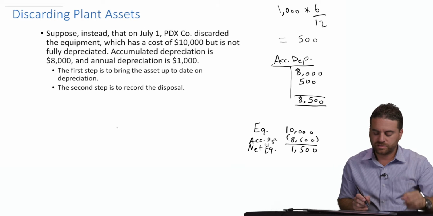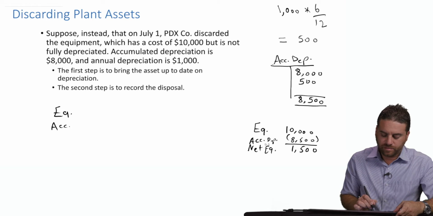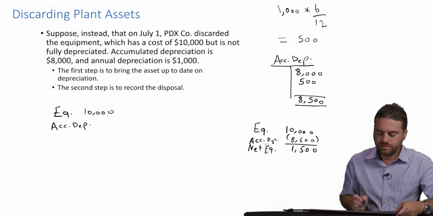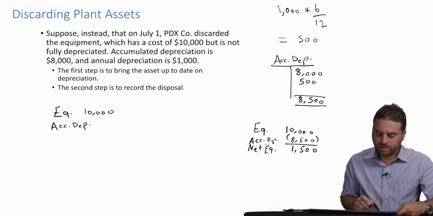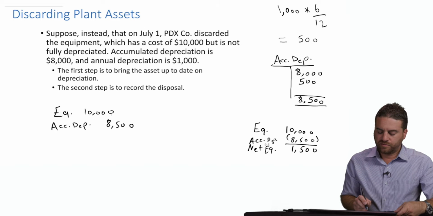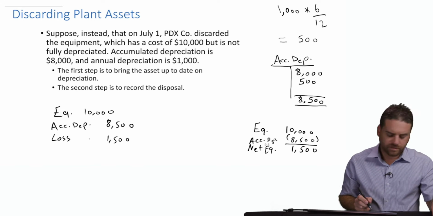So I have to think about the accounts that I need to use for the journal entry first, and then we put them together in a journal entry. So there's no cash. Definitely equipment, definitely accumulated depreciation. Equipment is $10,000. That's always going to be the original value. And accumulated depreciation is $8,500. And the difference between them is the $1,500. That will be my loss on disposal.